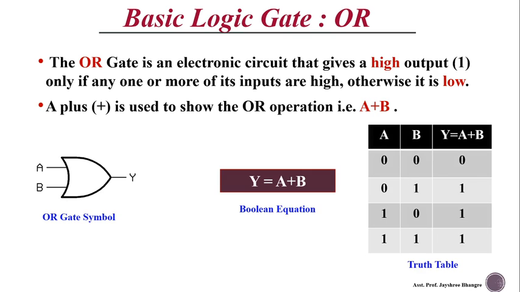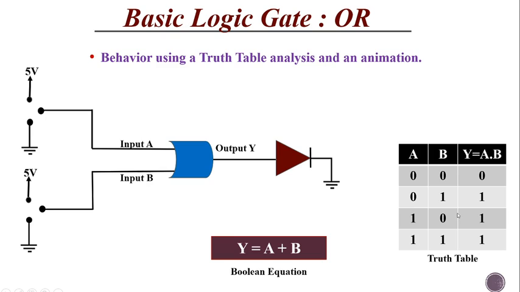Here is the truth table that represents the operation of this OR gate. This represents the relation between the inputs A, B and the output Y. Again we have given all the possible combinations. When both inputs are 0 0, the output will be 0, and if any one input or both inputs are high, then the output will be 1. So let's see it with the animation.